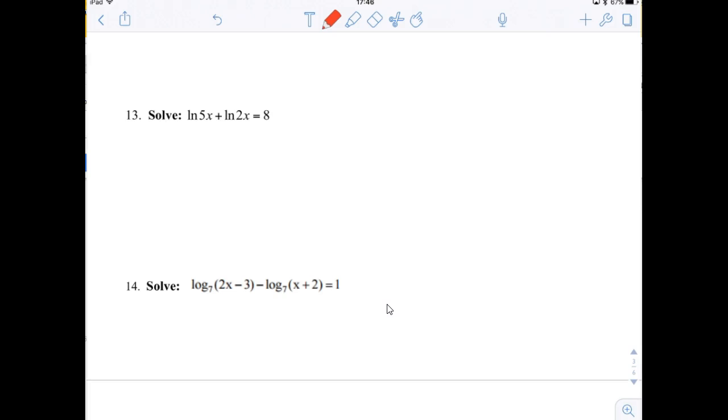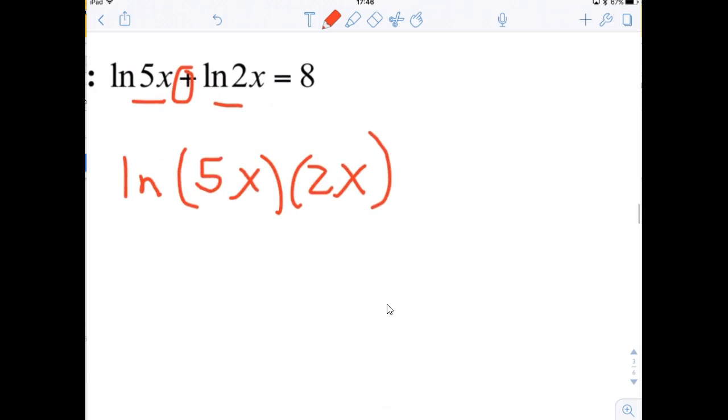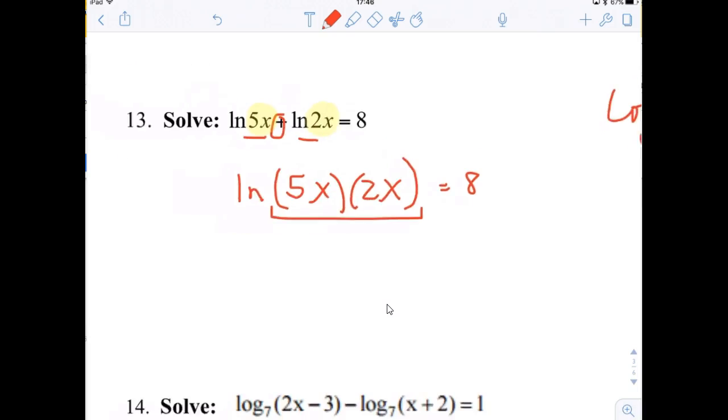But first of all, we're just going to use the log rules to combine a sum of logs. A sum of logs is equal to a product of the insides together, right? So if I have the log of a plus the log of b, this is equal to the log of a times b. So here I'm going to take 5x, I'm going to take 2x, and then I'm going to multiply them together inside the natural log function. Okay? And I haven't done anything to change the value of the left side, so the 8 remains there.